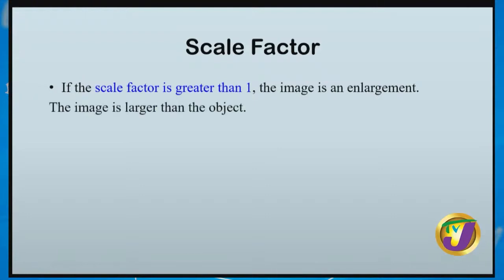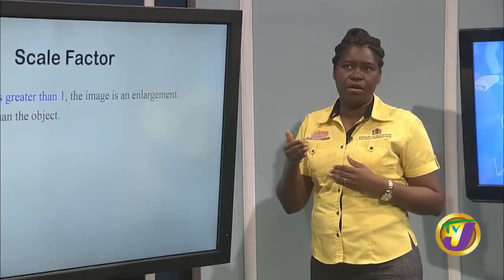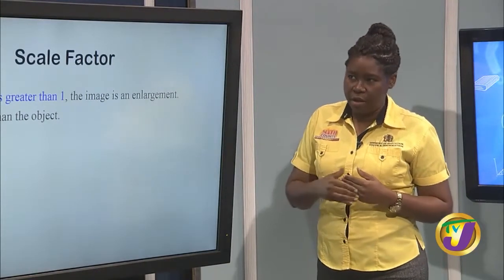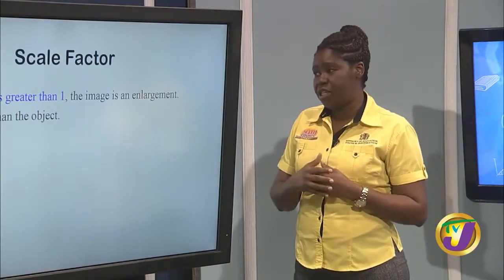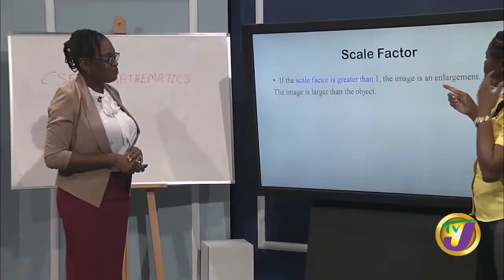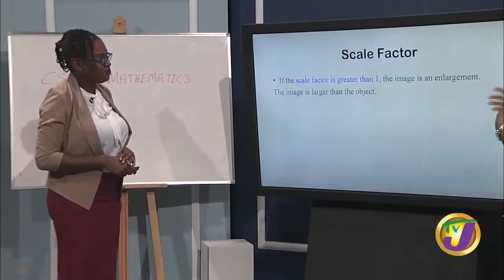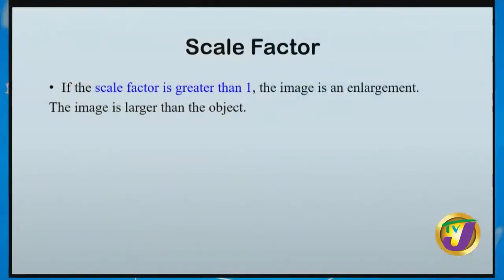So that means the image will be larger than the object. Remember that we said that the scale factor tells you how much larger or smaller the object and the image is. So if the scale factor k is greater than 1, like in the previous example we had, the scale factor would have been 2, because the length would have been multiplied by 2. Right. So we would have gotten a larger object.